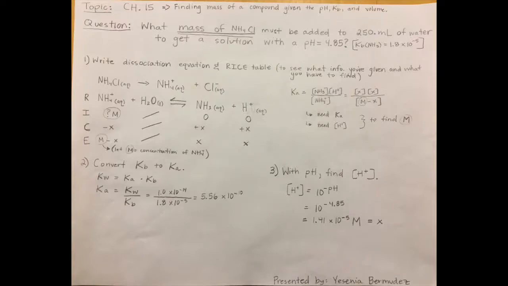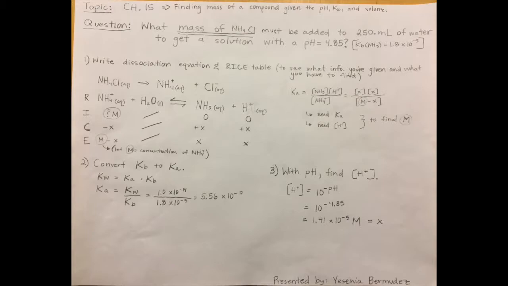My name is Yesenia Bermudez, and the problem I will be breaking down is from Chapter 15. The question states, what mass of ammonium chloride must be added to 250 milliliters of water to get a solution with a pH of 4.85? We are also given the equilibrium constant of ammonia.